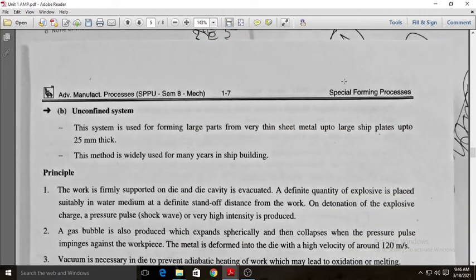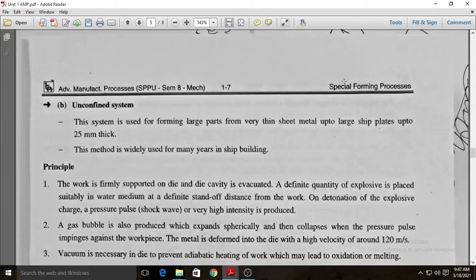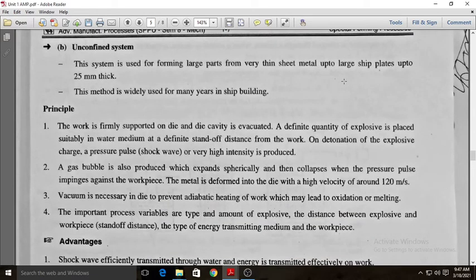So it is the unconfined system. The system is used for forming large parts from very thin sheet metal up to large ship plates up to 25 mm thick. This method has been widely used for many years in shipbuilding. The only difference between confined and unconfined system is that in the unconfined system we place this explosive material at some distance from the workpiece, and in the case of the confined type we directly place this explosive material on the workpiece.